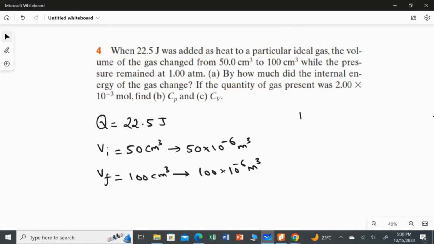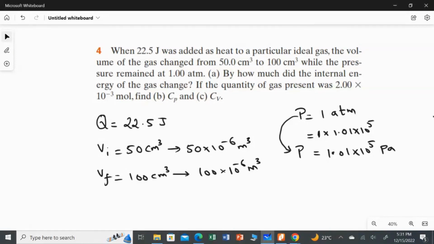And the pressure is a constant, so they mention it's 1 atm. If you convert this atm to Pascal, you have to multiply this number with 1.01 multiplied 10 power 5. So 1 multiplied by 1.01 multiplied 10 power 5. When you multiply this number with the pressure number, you will get the answer in terms of Pascal. Anything multiplied by 1 will be the same answer, so 1.01 multiplied 10 power 5 Pascal. So now we converted the atm value to Pascal.